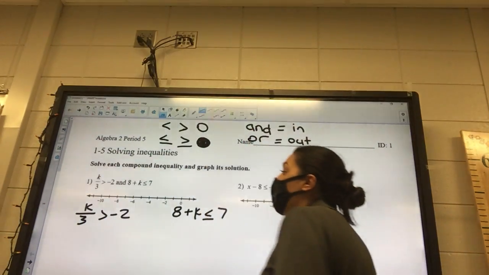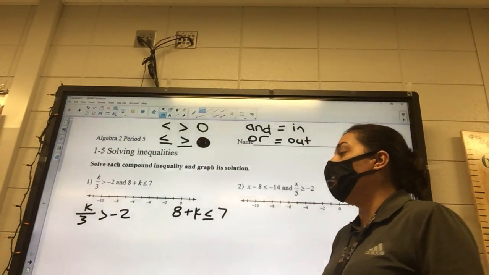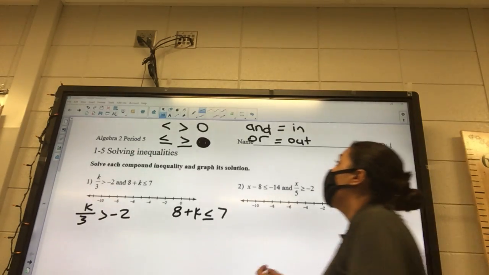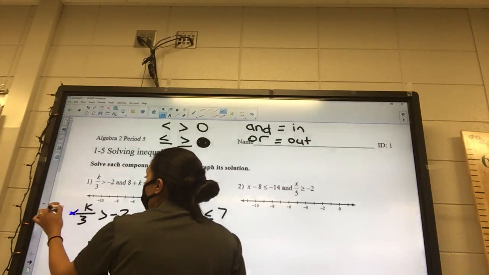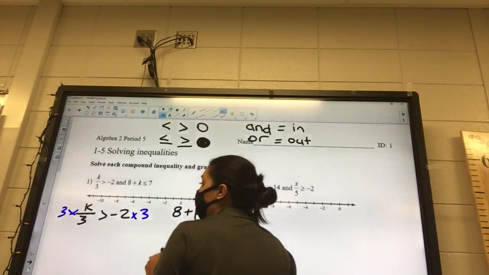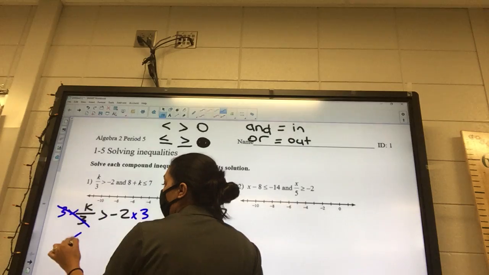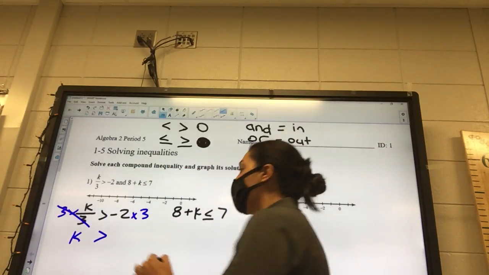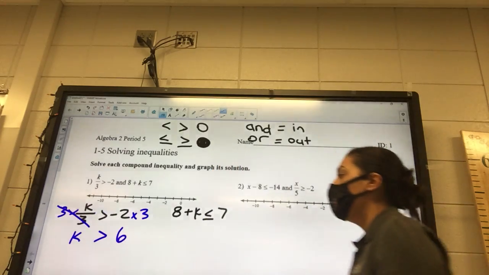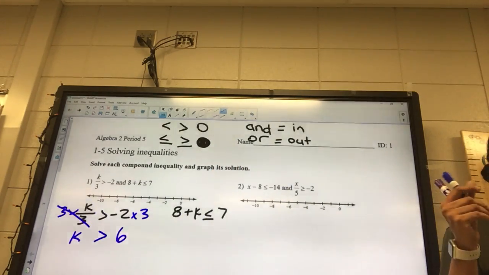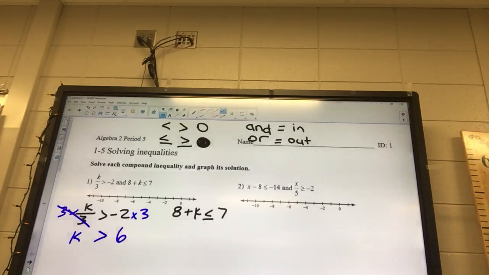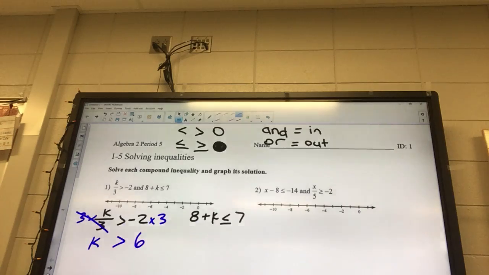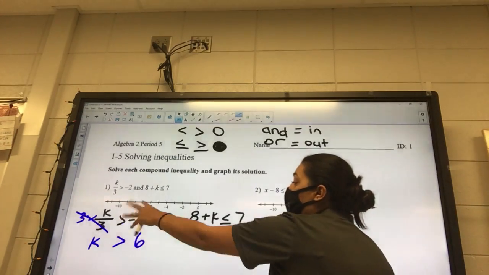So this one, we want to solve the very first one. So I got k over 3. What does over 3 mean? It means divide. So how do I get rid of it? Multiply. So we're going to say times 3, times 3. These 3's cancel and we're left with k. Negative 2 times 3 is going to be negative 6. When do we need to flip our sign? When we multiply or divide by a negative. So this one we don't need to flip the sign, but sometimes we might have to. So the first one is solved.